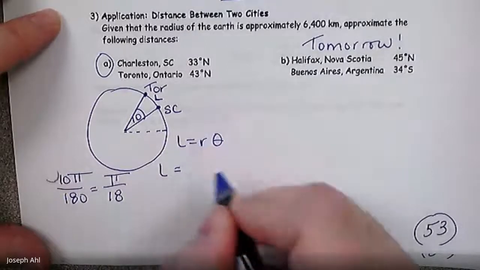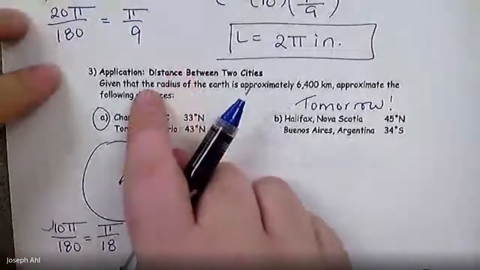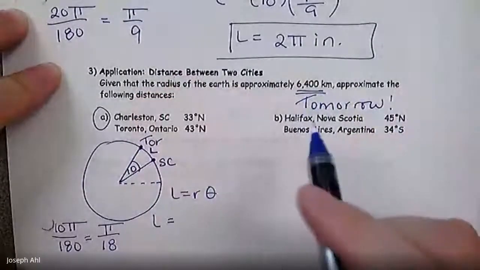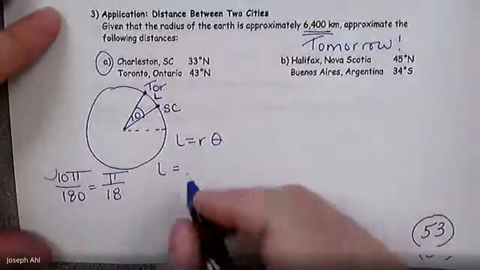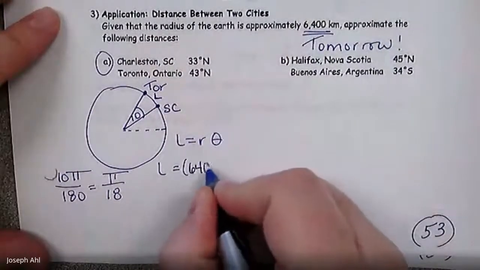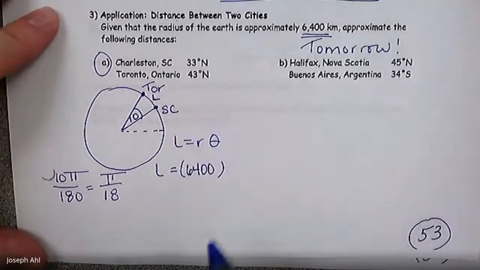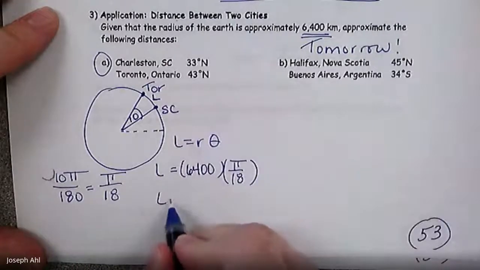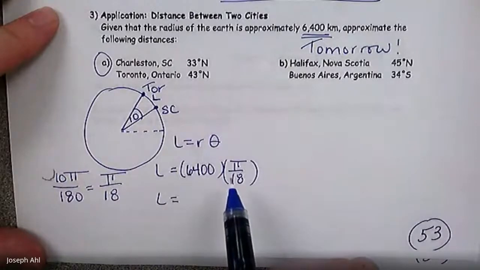And therefore, the length equals the radius. The radius of the Earth is what we're looking for. Given that the radius of the Earth is approximately 6,400 kilometers, the book might use this as an approximation as well. I'll have to talk about that when we get to class, but 6,400 is a typical approximation for the radius of the Earth. And then theta we know is pi over 18. So although I can get this exactly in terms of pi, it's probably going to mean more to us if we do round this one.